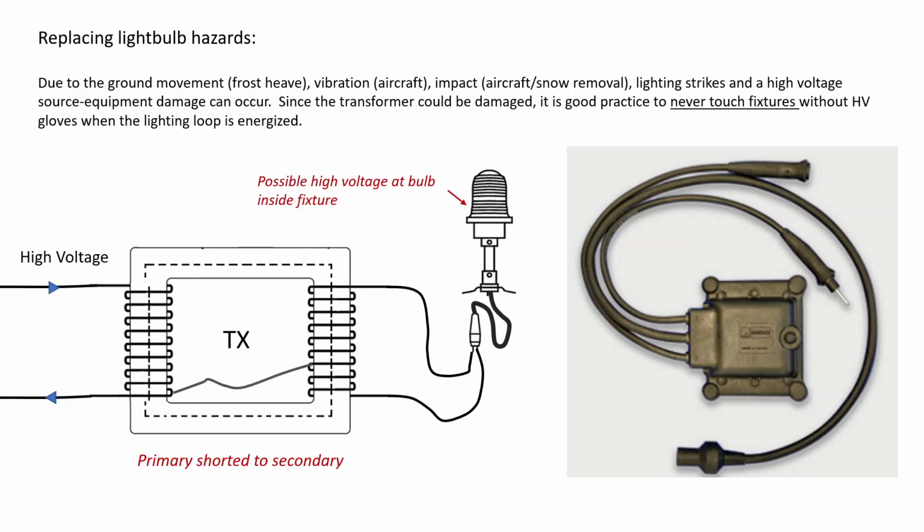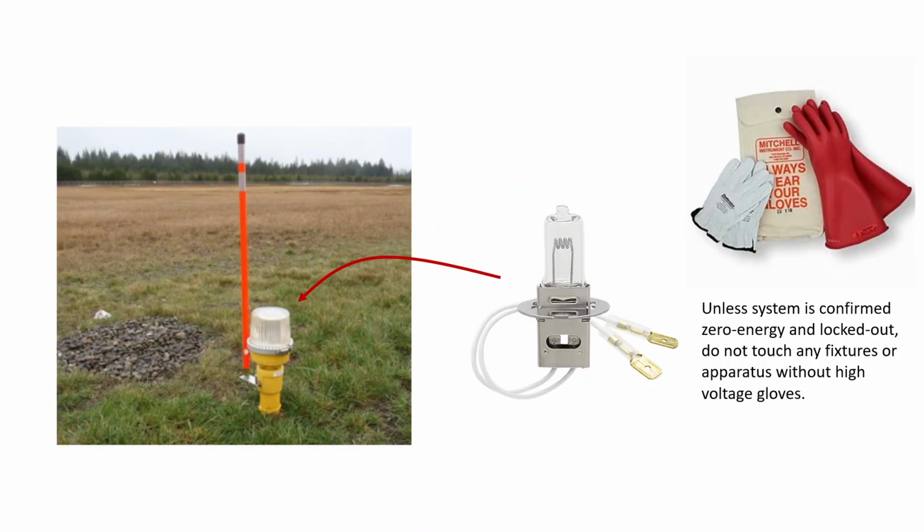If we had, for some reason, a primary shorted to the secondary, there would be high voltage available at the light bulb itself. If the primary shorted to the metal, we could have high voltage at the fixture. And so it's important that high voltage gloves are worn unless we can confirm zero energy and it's been locked out with that isolation handle removed.